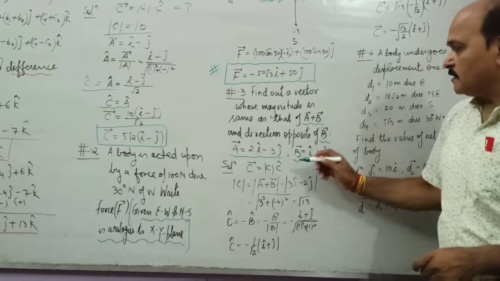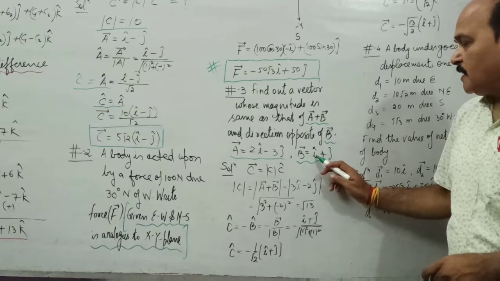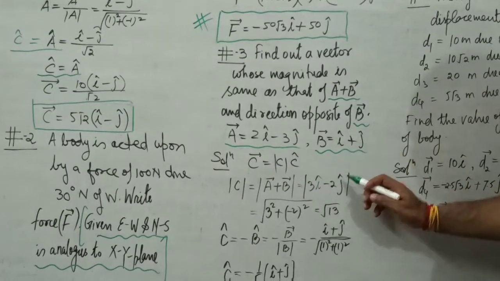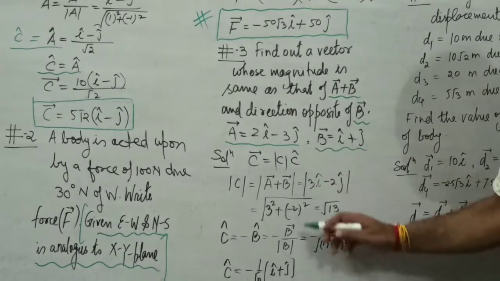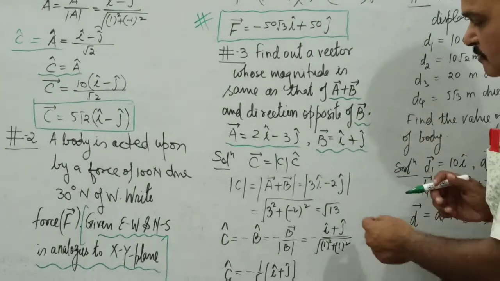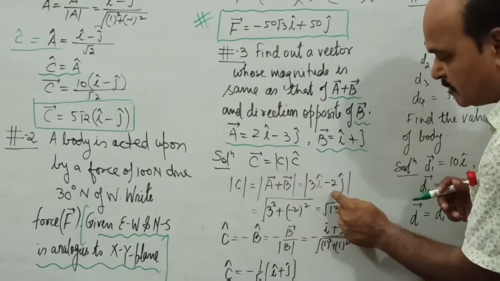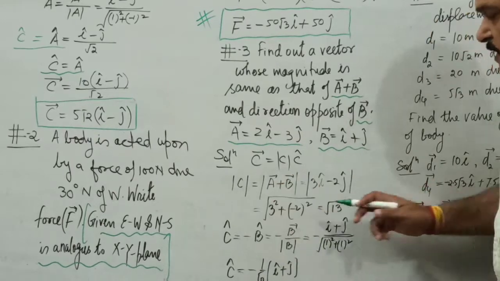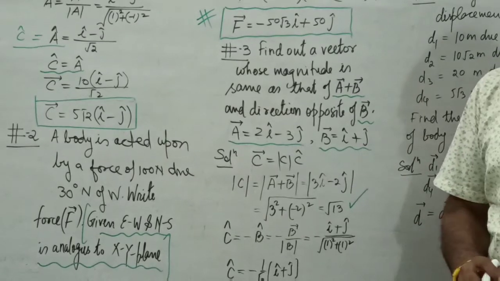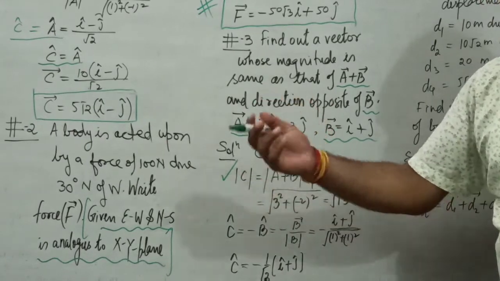What is A plus B? This is A vector, this is B vector. 2i and i is 3i, minus 3j plus j is minus 2j. This is A plus B. And its magnitude is going to be the square root of the sum of squares of the coefficients of i and j. So its modulus is going to be 3 square plus minus 2 square. 3 square is 9, 2 square is 4, 9 plus 4, that is root 13. This is the magnitude of A plus B vector, which is the same as the magnitude of the vector we are supposed to find out.